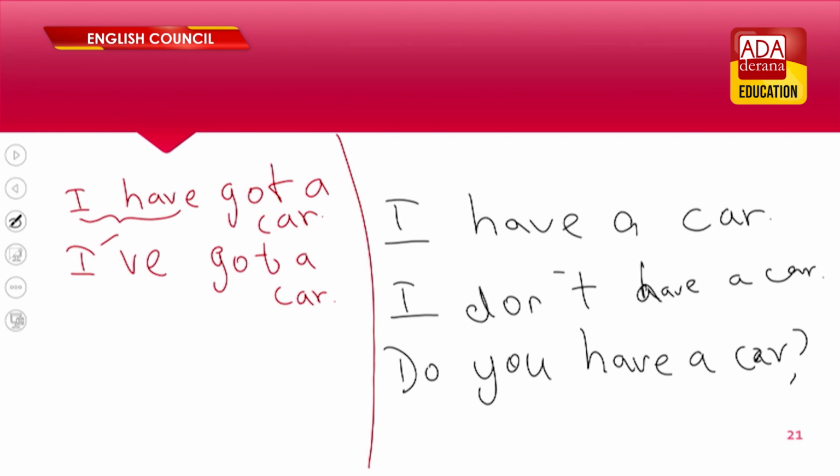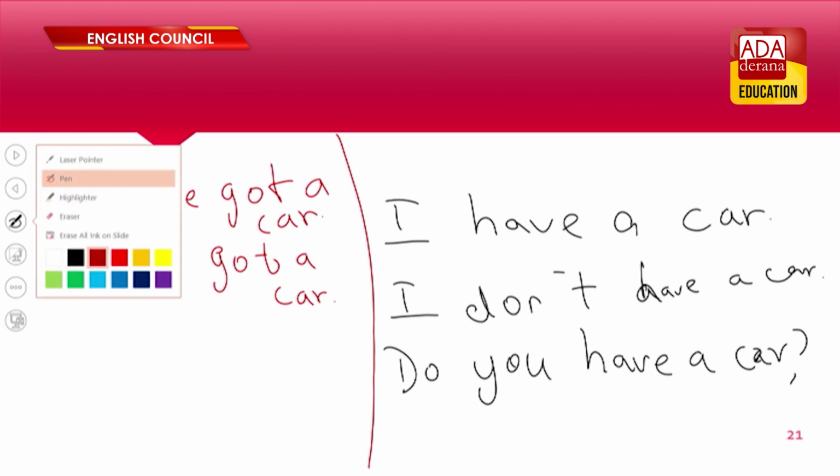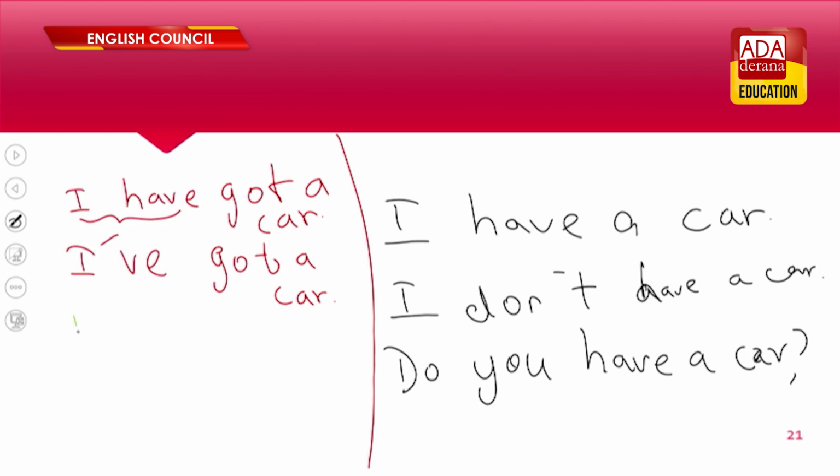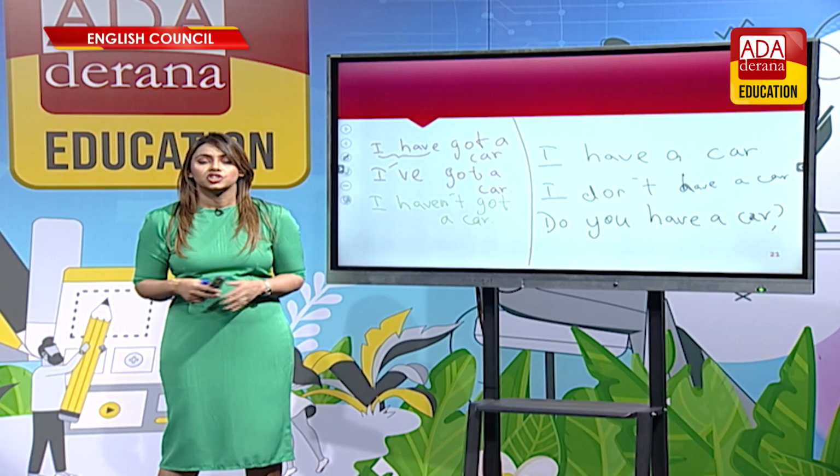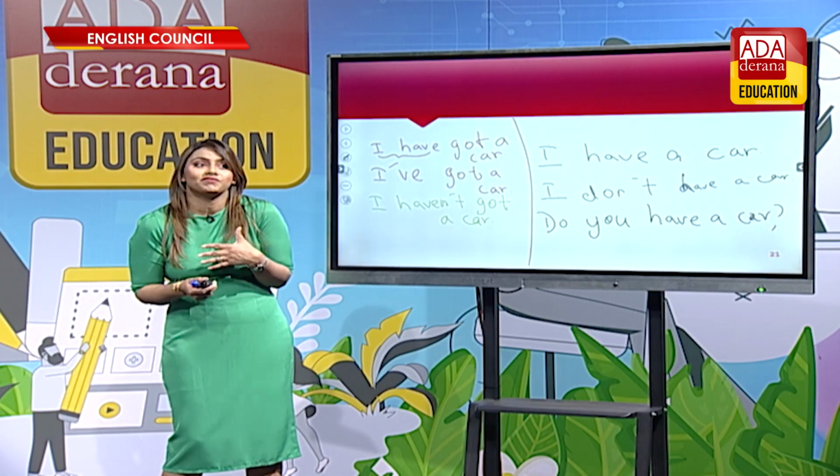But the difference is this. I've got a car is the British way. I have a car is the American way, the simple one, right? So how to construct the negative sentence according to the Brits? I haven't got a car. I've got a car. I've got a pencil. She's got a family.